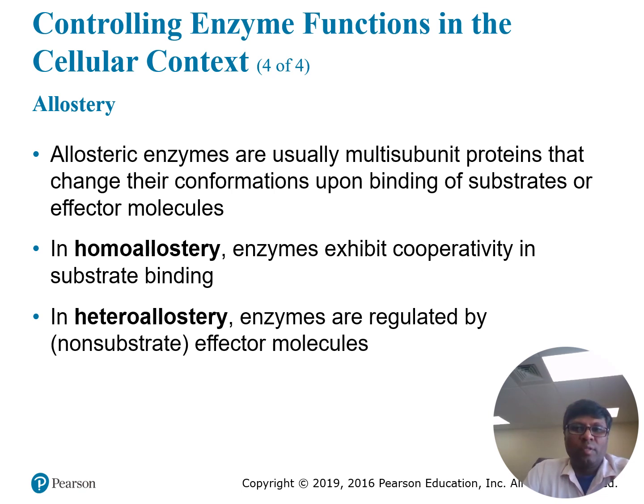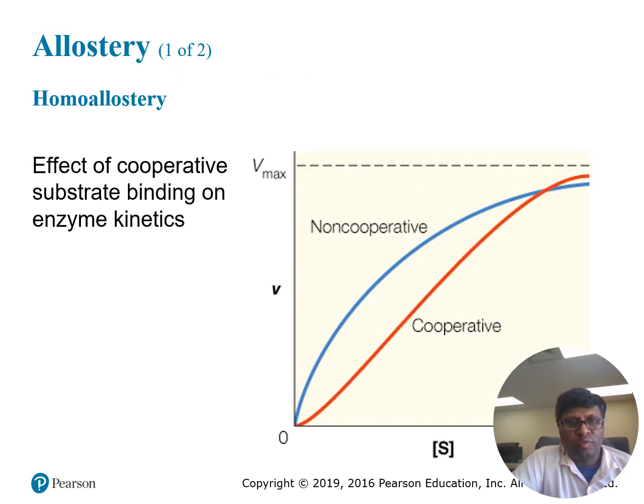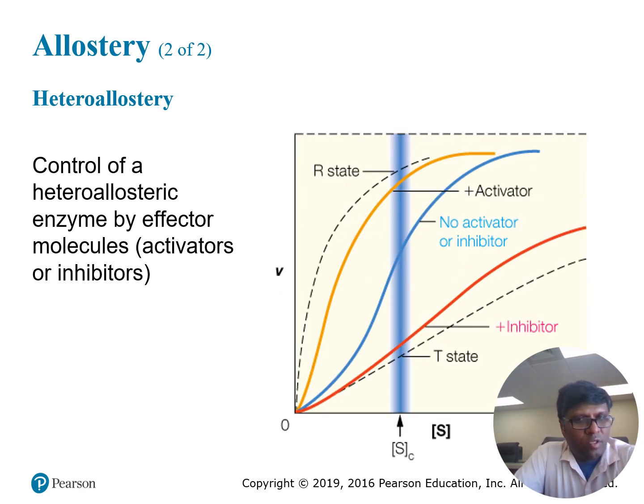And allosteric enzymes are multi-subunit proteins that change their conformation upon binding to the substrate. Homoallosteric means the enzyme binds the substrate cooperatively, and in the case of heteroallosteric, these are enzymes regulated by non-substrate effector molecules. In the homoallosteric, you can see non-cooperative and cooperative enzymes. The cooperative ones can increase, and the non-cooperative can reduce over time. But in the case of hetero, the non-substrate effectors are involved, and they regulate the inhibition.